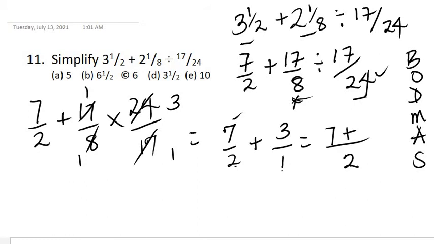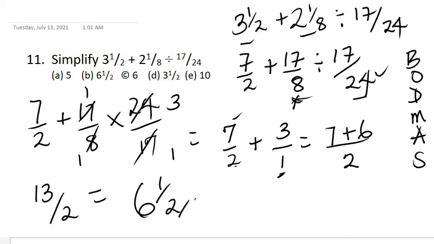Plus 2 divided by 1 is 2. 2 times 3 is 6. So we have 7 plus 6, 13 over 2. How many times can 13 be divided by 2? 6 times remainder 1 over the denominator, which is 2. So our right answer is B.